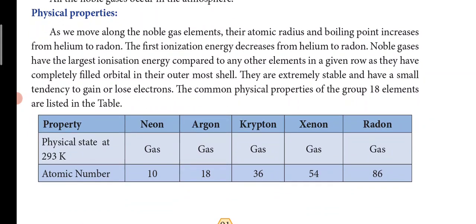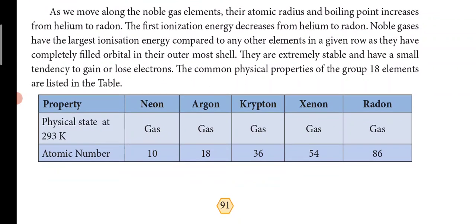The first ionization energy decreases from helium to radon. The noble gases have the largest ionization energy compared to any other elements in a given row, as they have completely filled orbitals.